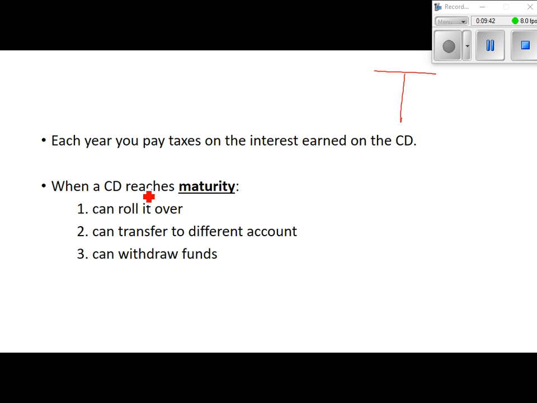Each year you pay taxes on the interest earned on the CD. So whatever interest you earn on that CD, you've got to pay taxes on it. Make sure you write down your letter on this slide.